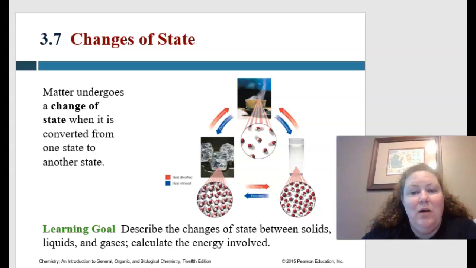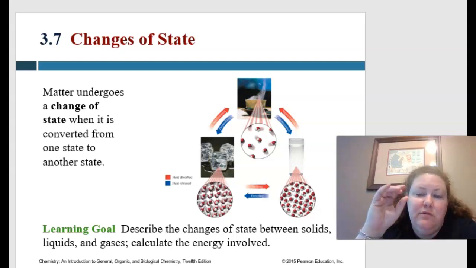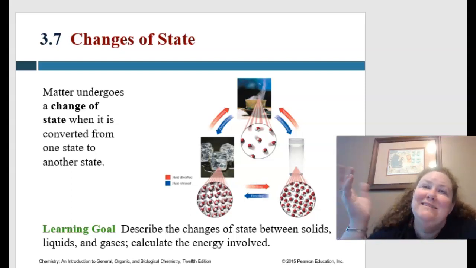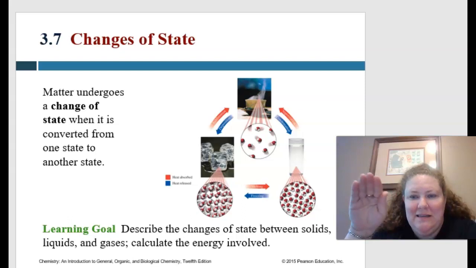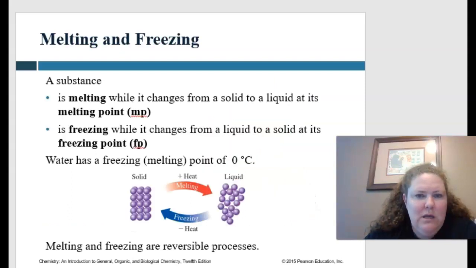Okay, now we get to talk about what happens when we change states. So matter undergoes a change of state when it's converted from one state to another. So the learning goal for this is to describe the changes of states between solids, liquids, and gases and calculate the energy that's involved. So it can't just be as easy as, oh, we're going from a liquid to a solid, solid to a gas, whatever. We have to do calculations too, and I know you guys love them, right?